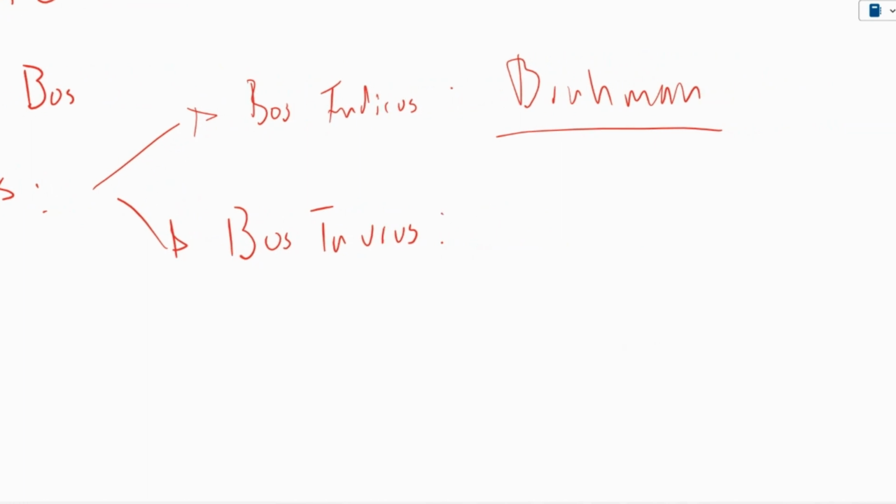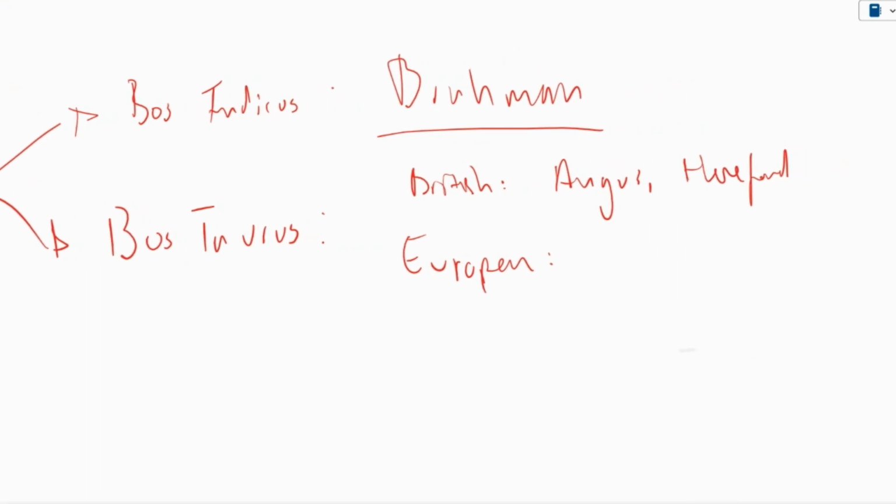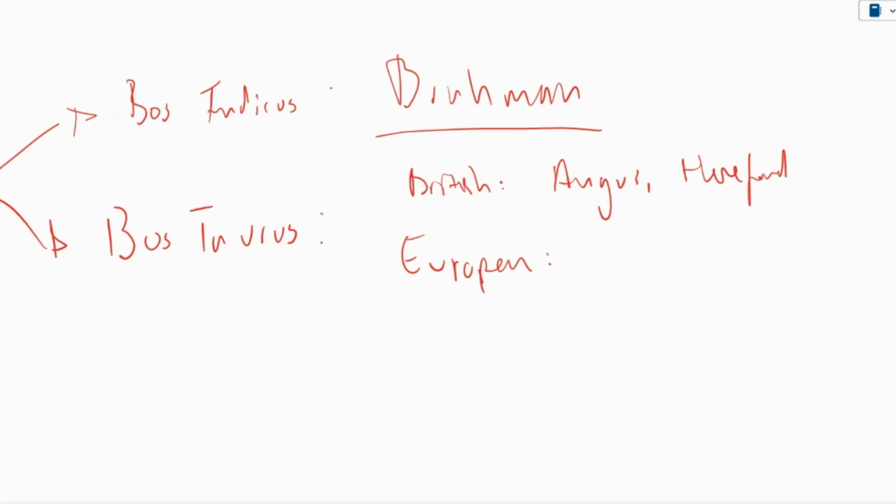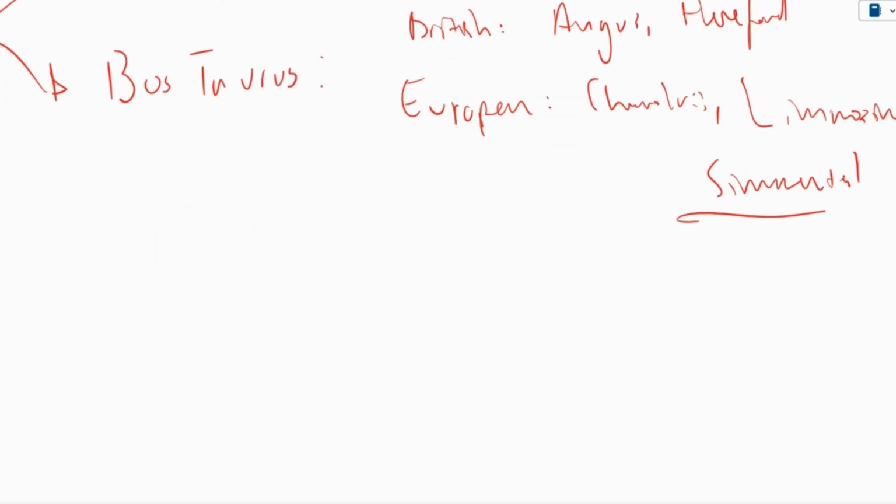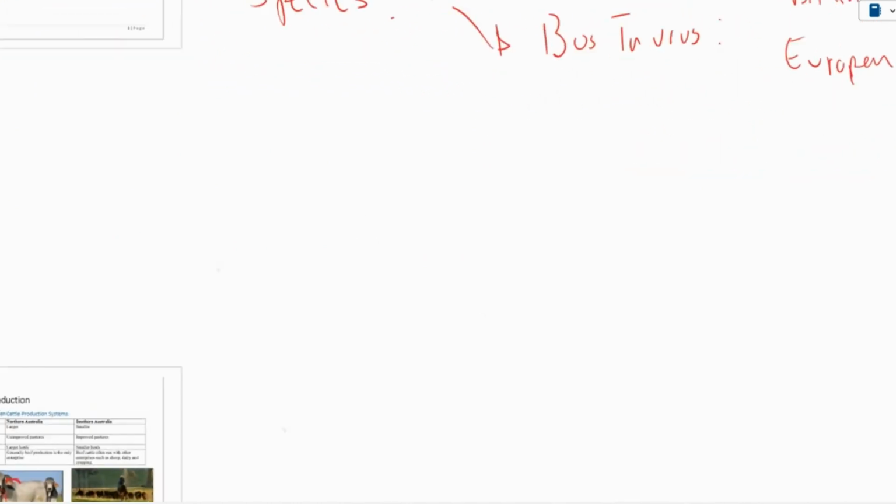And from here, you've got Bos taurus. And Bos taurus comes into two different breeds. You've got British and European. British breeds are things like Angus and Hereford, and then you've got your European breeds, and these include your Charolais, Limousin, and Simmental. Beautiful. But you'll find out all about this when you get into your booklet.